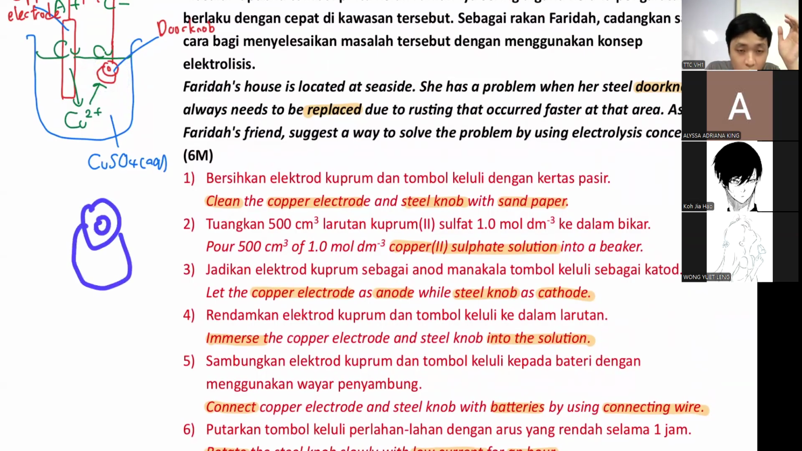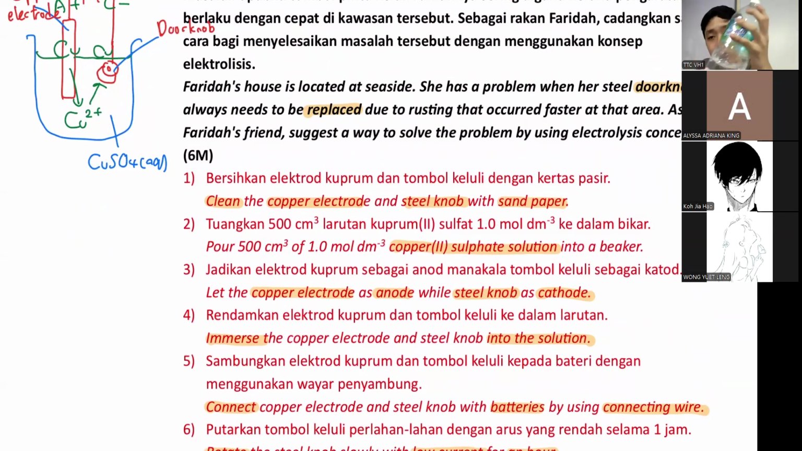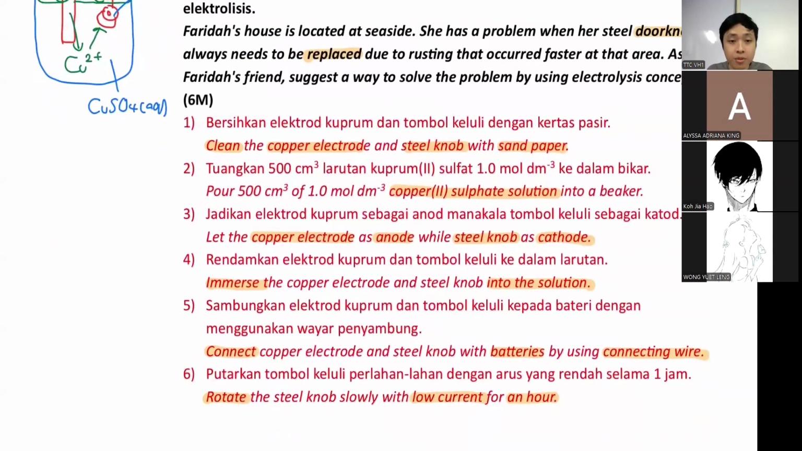It's better to rotate because later it won't be like, let's say this one is a bottle, not a doorknob, this side has a lot of copper, very thick, and this side has no copper. If you rotate, then it will be even. The copper is spread evenly. So this one is the six steps. I give you like one minute to copy.